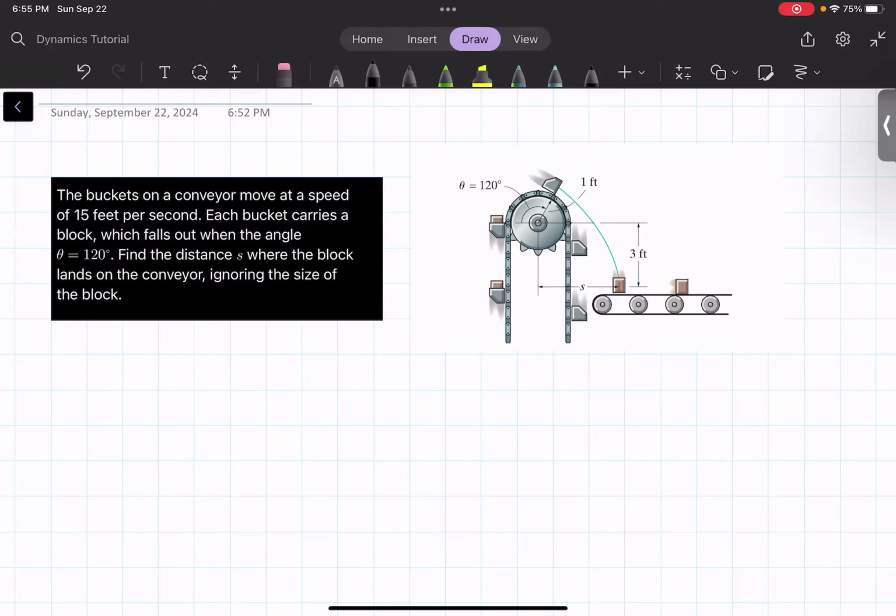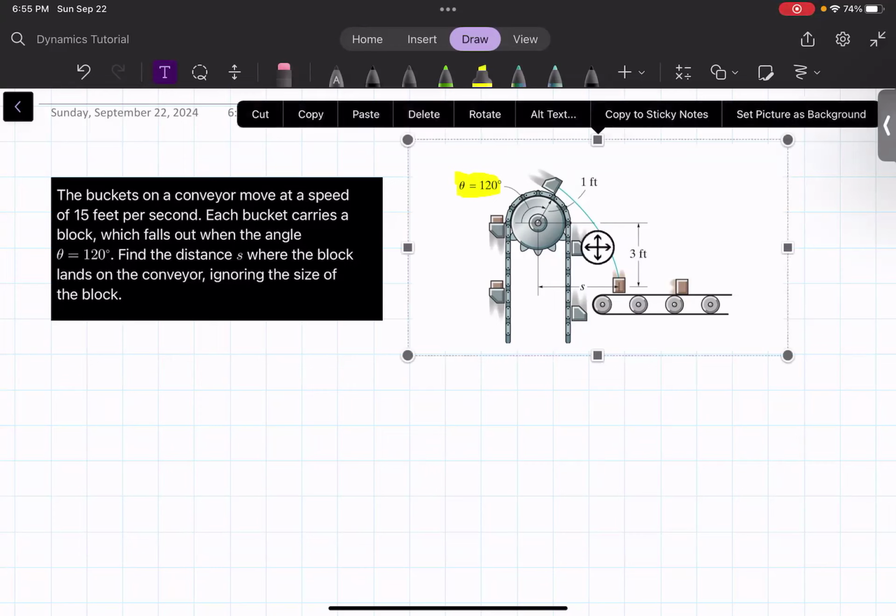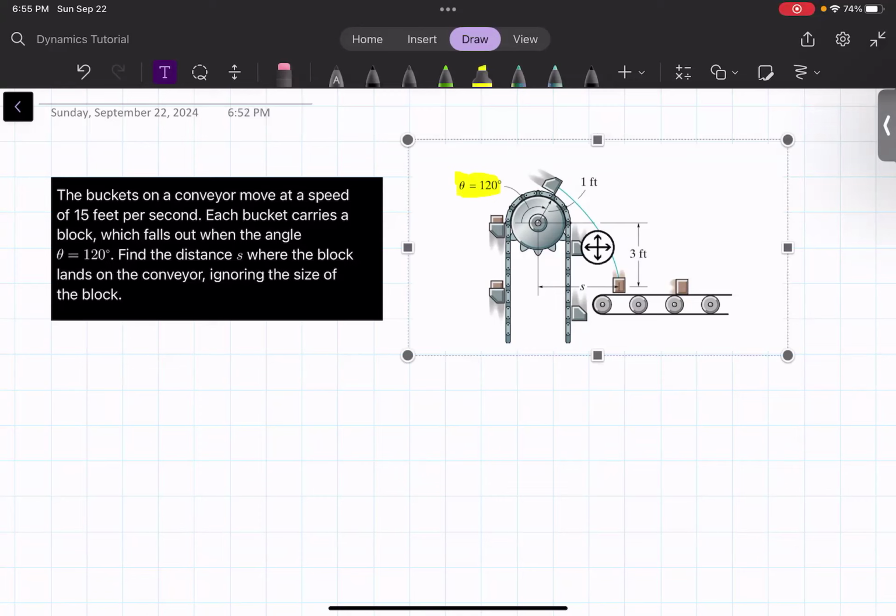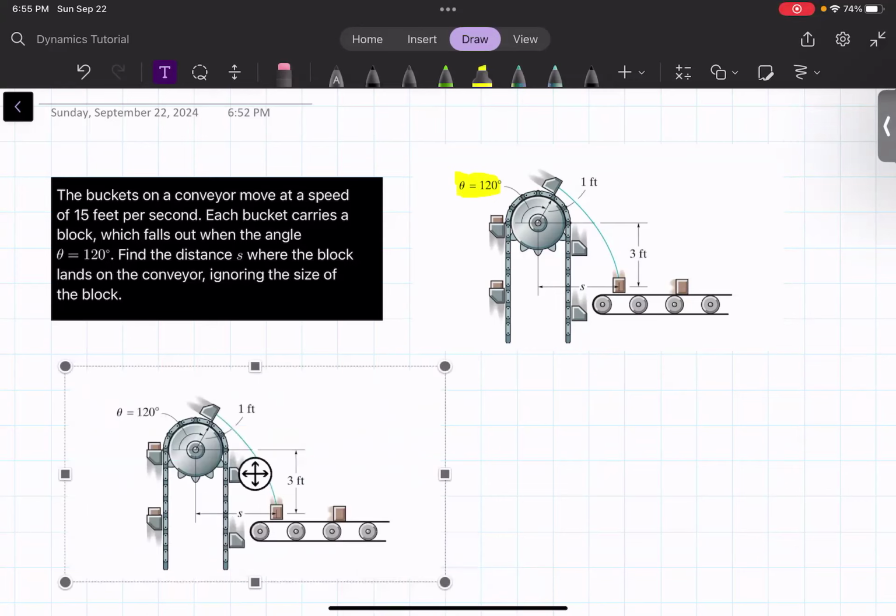So essentially you have a chain and sprocket mechanism that is rotating, and attached to the chain, you have a bucket carrying a block at 120 degrees. The block discharges from the bucket, and we want to see at what distance S it'll fall on the conveyor. So this is a mechanical system. We know dynamics, or vector dynamics, is a mechanical engineering course, so I picked a problem that has a mechanical engineering application behind it.